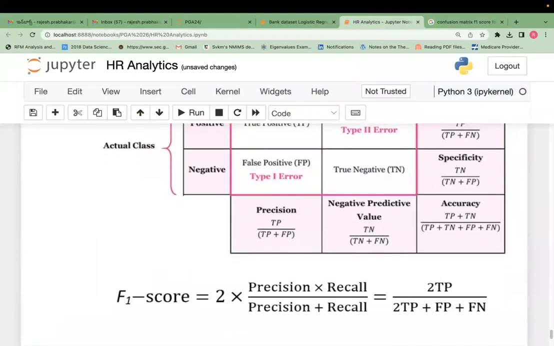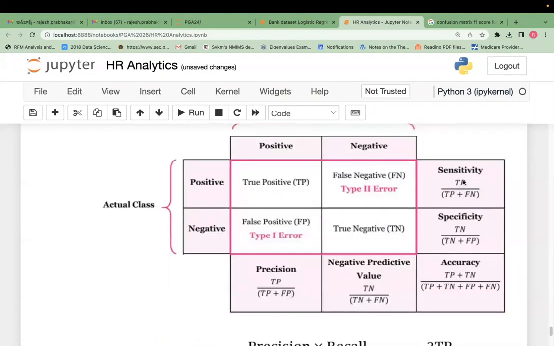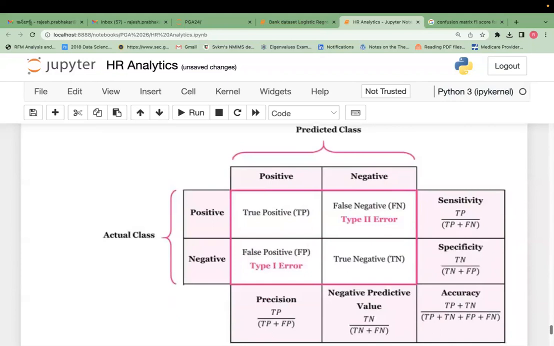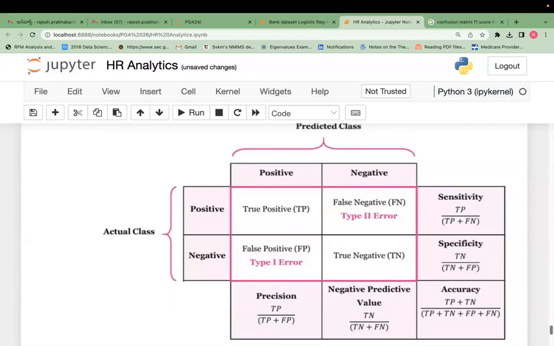F1 score is calculated using precision and recall: 2 into precision into recall divided by precision plus recall, or 2 TP by 2 TP plus FP plus FN. You can use precision and recall directly. Recall is the other name of sensitivity: true positive by true positive plus false negative. Precision is true positive by TP plus FP. So you have to remember this. You will get compulsory questions on these metrics. Formulas, you have to mug up and remember these formulas.